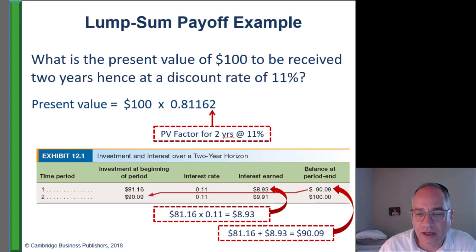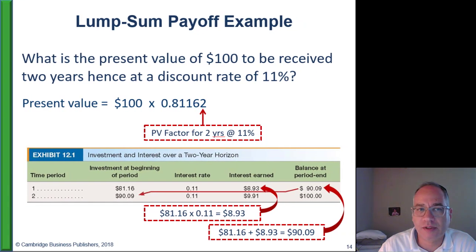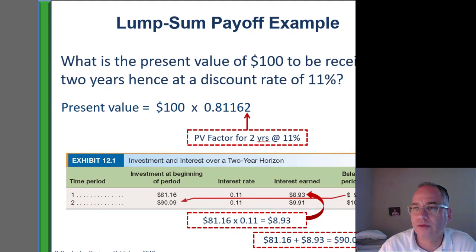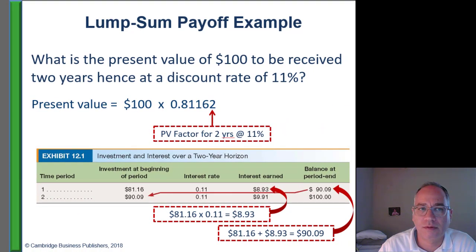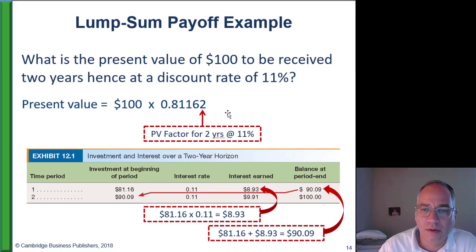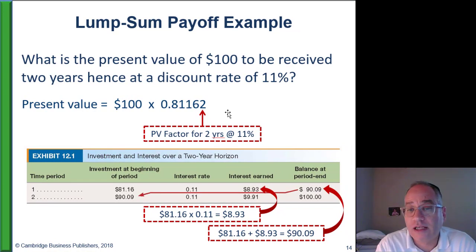So here's an example of a lump sum investment. And I'm just doing this to refresh your memory, but I'm not sure why this is going off screen. Oops. So let's say we have $100 that we're going to receive 2 years from now, and the discount rate is 11%. So we would want to look up what the present value of a single sum for 2 years at 11% is. It's 0.81162.